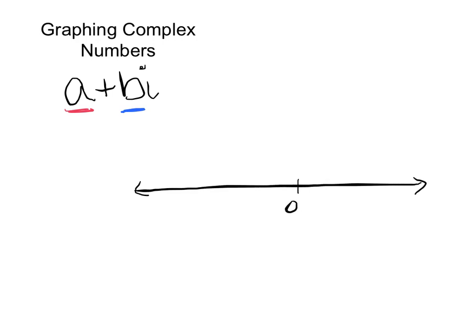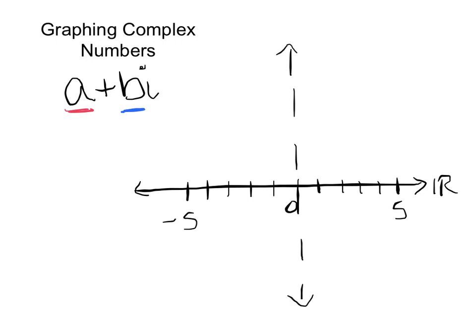So if that were 0, and then we say 1, 2, 3, 4, 5, we could go negative, -1, -2, -3, -4, -5. So this is the real number line. However, there is another number line, another axis, and it is the imaginary axis. It's perpendicular to the real axis, and it goes through 0, 0. And this one can also have 1, 2, 3, 4, 5, and -1, -2, -3, -4, -5.